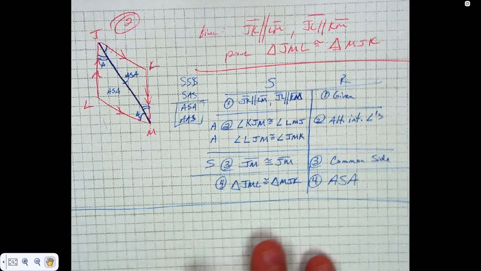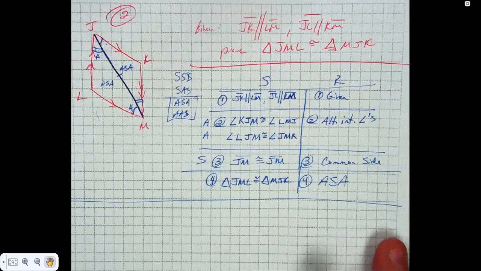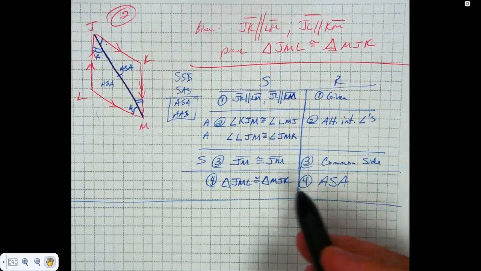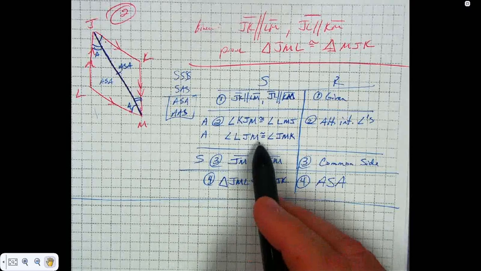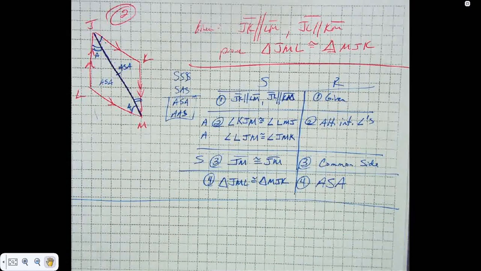Are alternate interior angles always congruent? If they're parallel. Good question. The reason I could say that they were congruent here is because they're alternate interior angles, and those two are parallel, and those two are parallel. So that's the only time you would use that, the alternate interior angles, when they're parallel? Right.